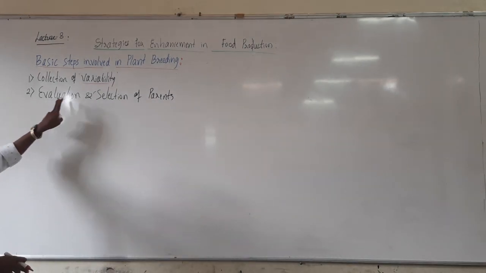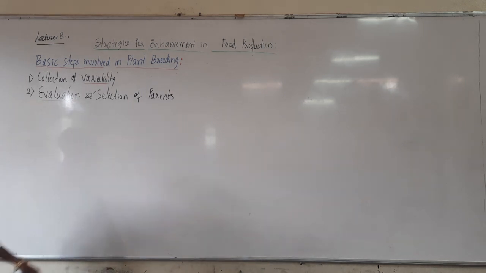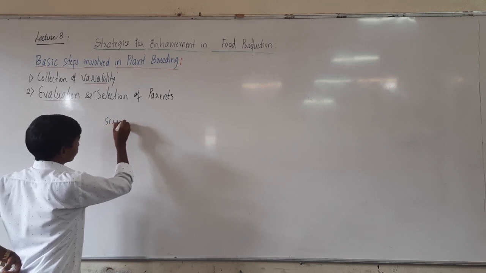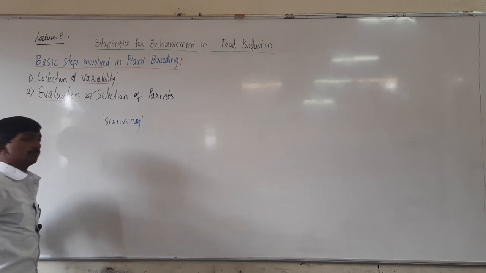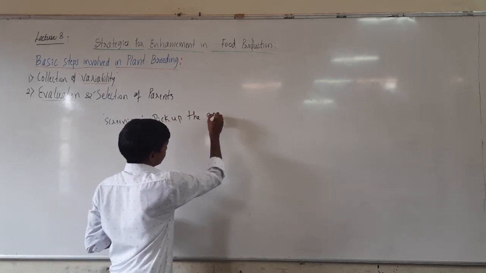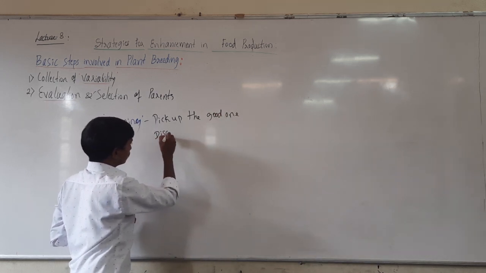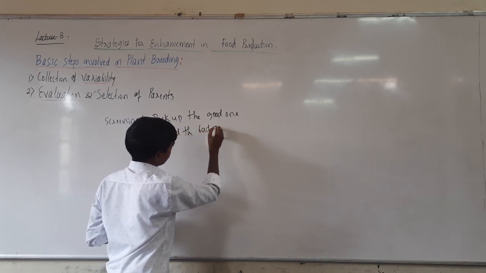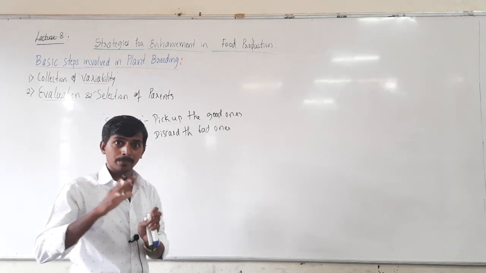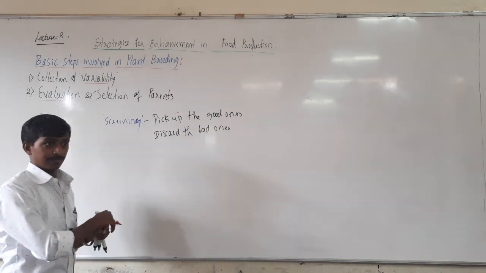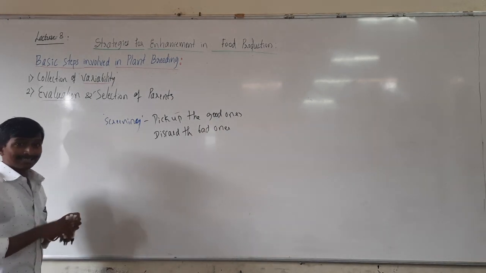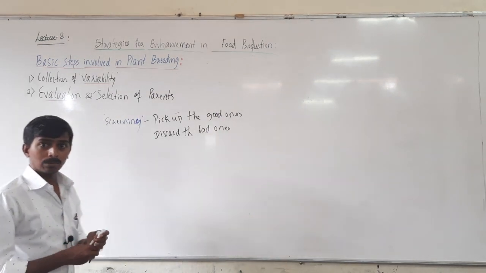But before selection we need to evaluate, right? Whatever plants we have collected here, among them we must perform screening. Screening means pick up the good ones and discard the bad ones. Among the 10 plants you collected, say 6 plants were found better, then pick them up and take them for the next generation. Among them 3 are found not that satisfactory, discard them. That's what we call screening. It means selecting the better ones, the good ones, among all that we have collected.